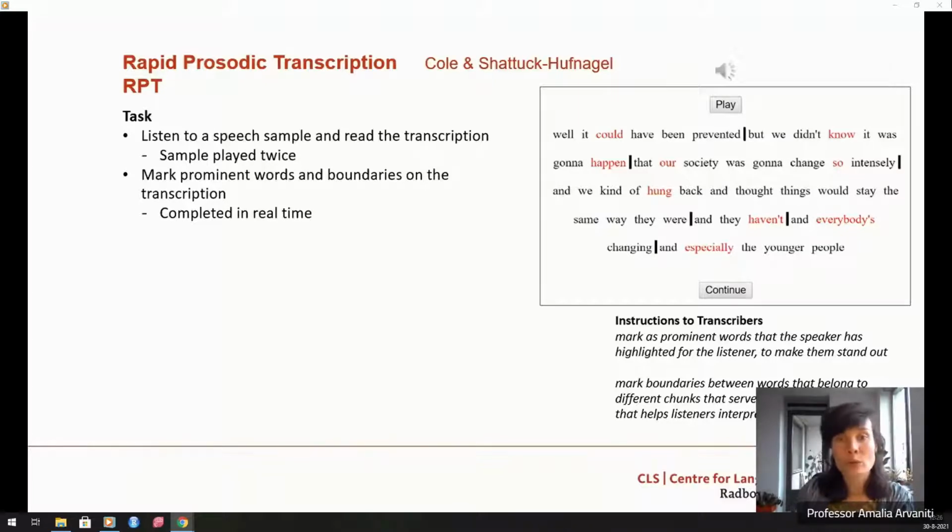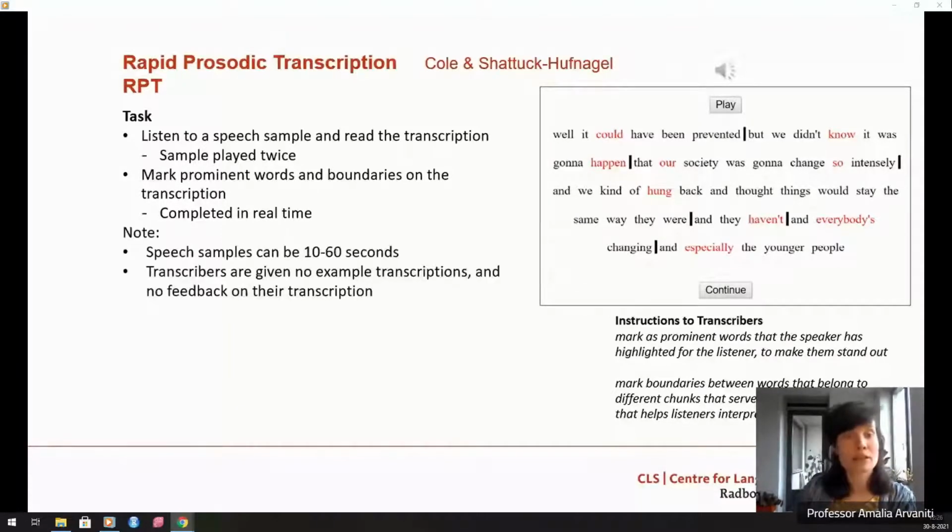Other listeners would also have transcribed this same audio file, and they may have marked similar or different words as being accented and put boundaries in the same or in different places. Some other things to note are that speech samples can be 10 to 60 seconds long, and transcribers are not given an example of a transcription, so they don't see anything like this before commencing their own transcribing, nor are they given any feedback on how their transcriptions are going.